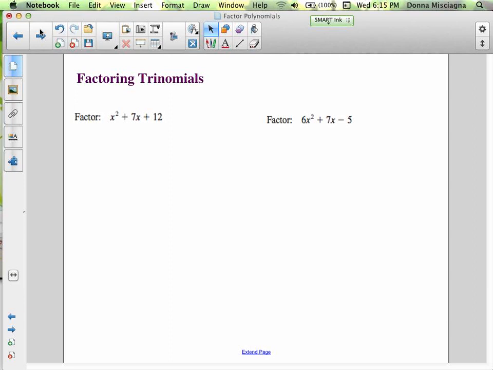All right, so factoring trinomials. Now we're going to use factor by grouping to factor these two: x squared plus 7x plus 2 and 6x squared plus 7x minus 5. No matter how simple or how complex a quadratic is, we can always use factor by grouping.